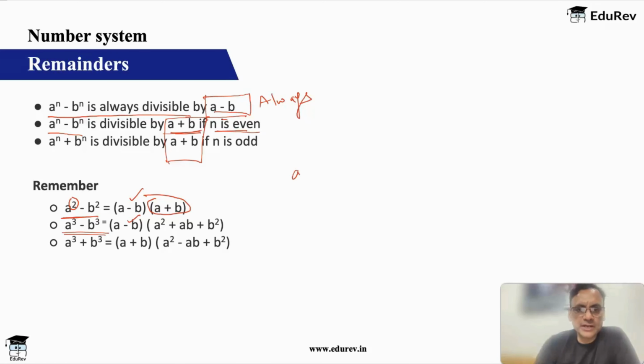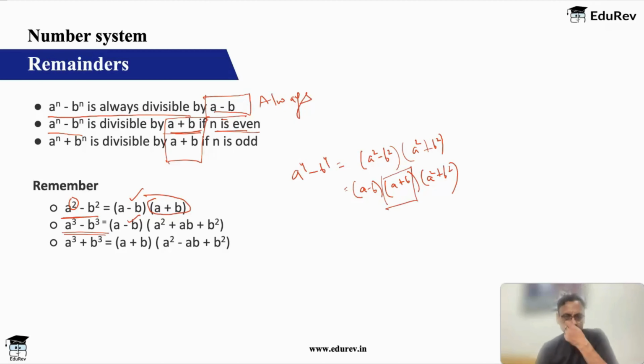Similarly, if it was a to the power 4 minus b to the power 4, this will convert to a square minus b square into a square plus b square. And a square minus b square will convert into a minus b into a plus b into a square plus b square. So this will also be divisible by a plus b. So a to the power n minus b to the power n is divisible by a minus b always, but a plus b only if n is even.